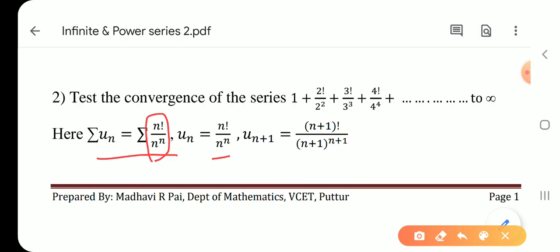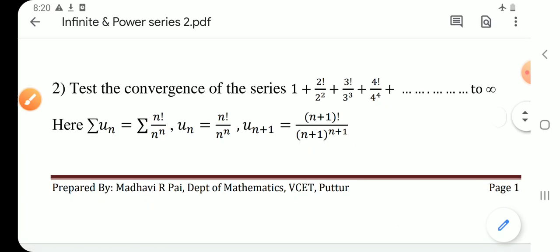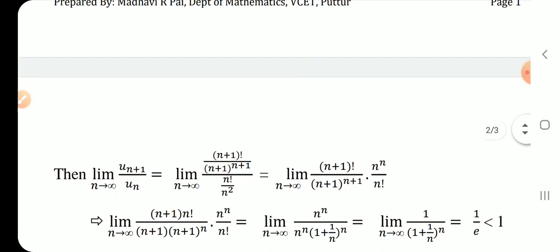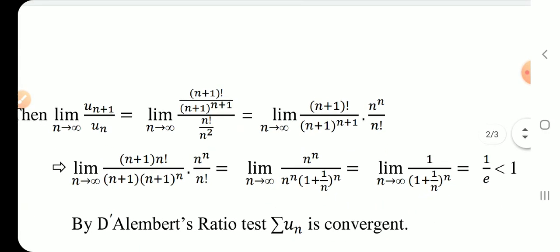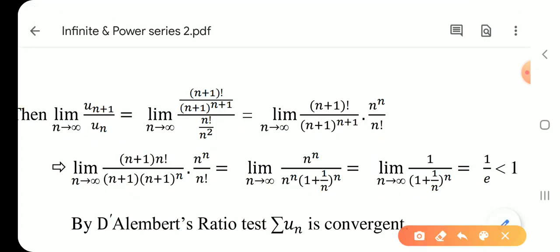So for un plus 1, I told you to replace n by n plus 1. When I replace, n factorial becomes n plus 1 factorial, and n to the power n becomes n plus 1 to the power n plus 1. Now we have to divide un plus 1 by un and apply the limits. Limit n tends to infinity of un plus 1 by un, I have taken here. I told you it is in the form a by b divided by c by d, which becomes a by b into d by c. So the denominator is taken in the form of reciprocal and shown here.